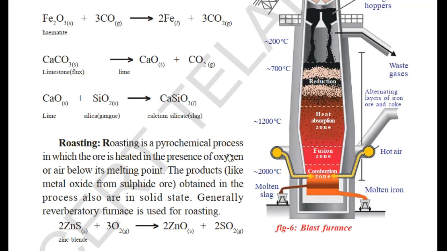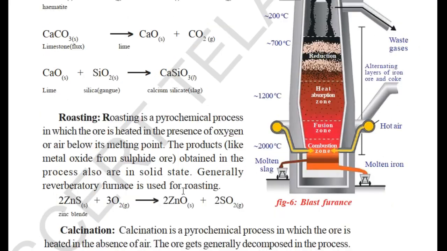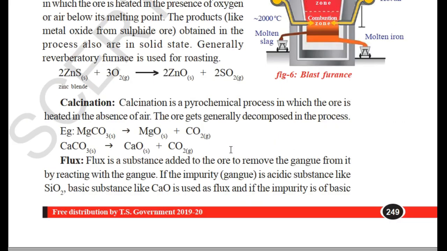Next, roasting process. This is also a heating process. This is done in the absence of air. Here we have a reaction. Okay, this is calcination, which is done in the absence of air, while roasting is done in the presence of air, which is used for the sulfide ores.